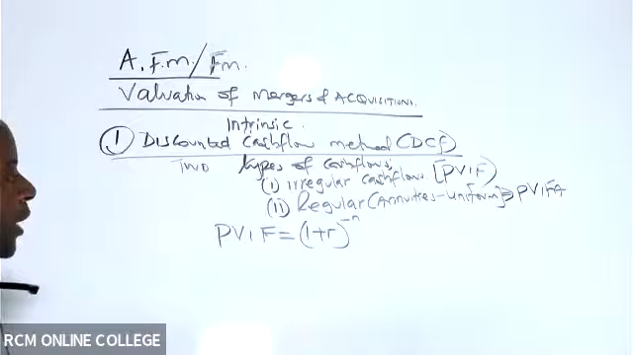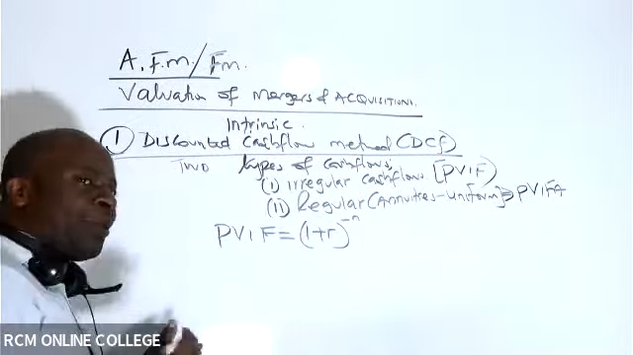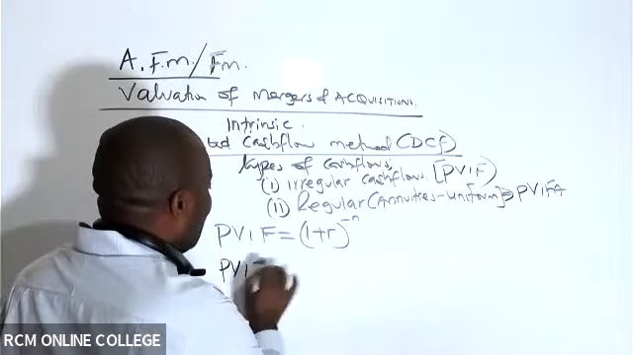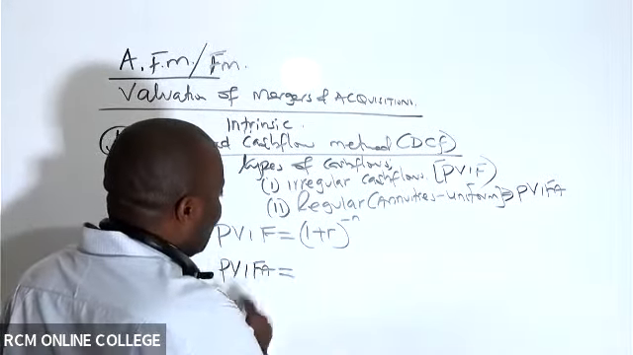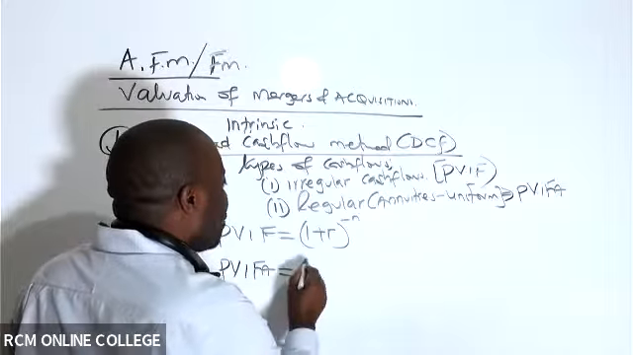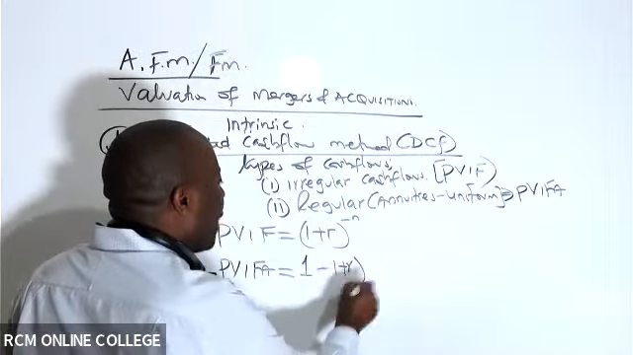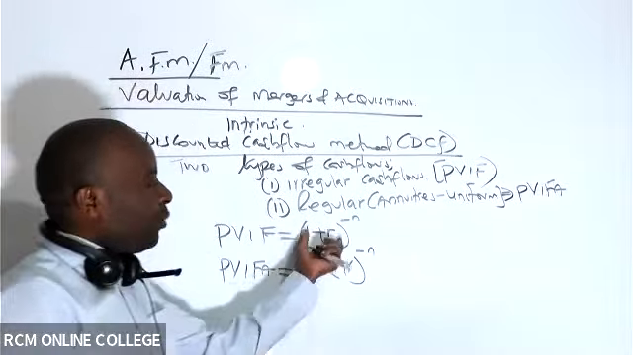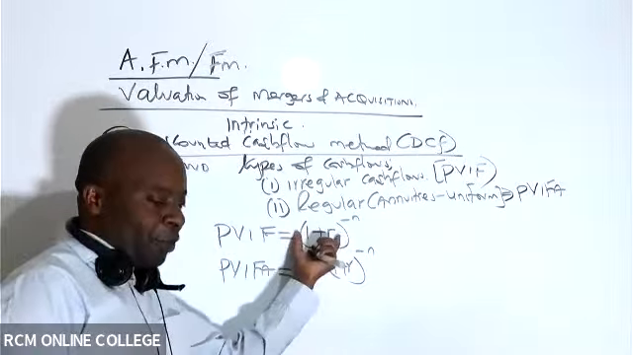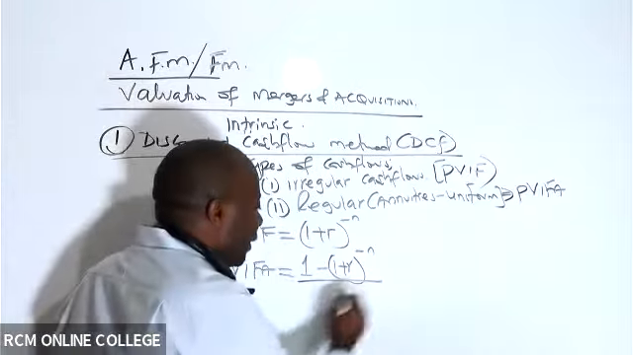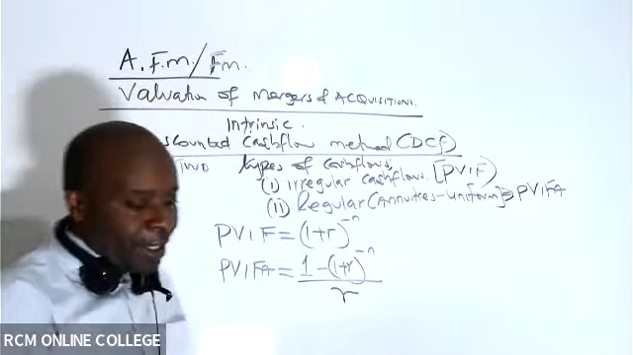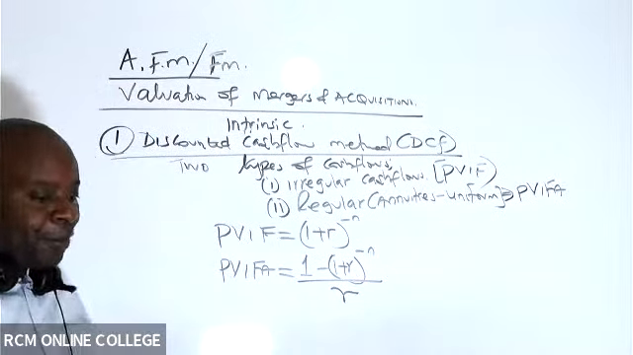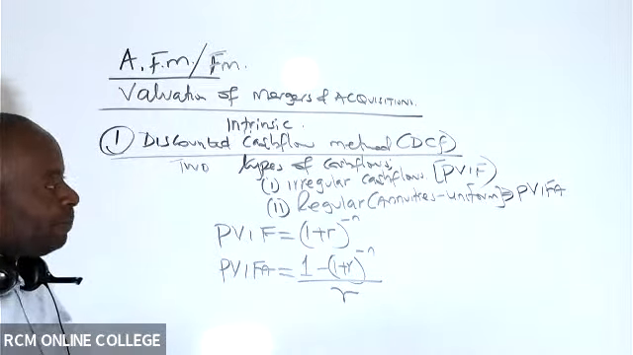And ladies and gentlemen, after getting PVIF, I must be in a position, as a finance scholar, of knowing how to get PVFA, the present value interest factor of an annuity. This is very easy. It will be 1 minus (1 plus r) raised to negative n, and then we divide everything by r.